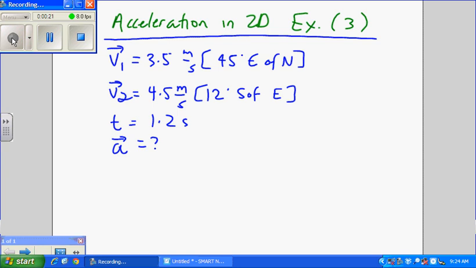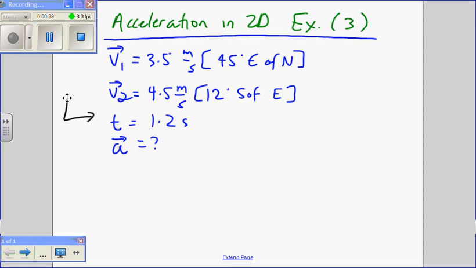So it gives his initial velocity, 3.5 meters per second. V2, he speeds up to 4.5. His direction is also changed in 1.2 seconds, looking for acceleration. So following the standard solution process, the first thing that we do is define a positive direction. In this case, we'll say north and east. But you know that if you chose something different, you would still get the correct answer at the end.